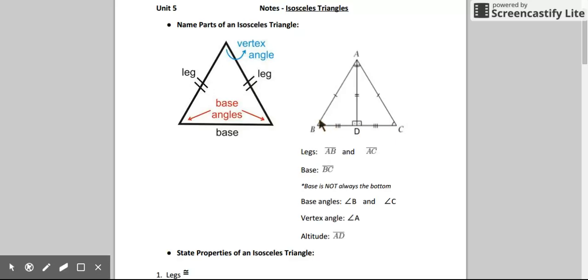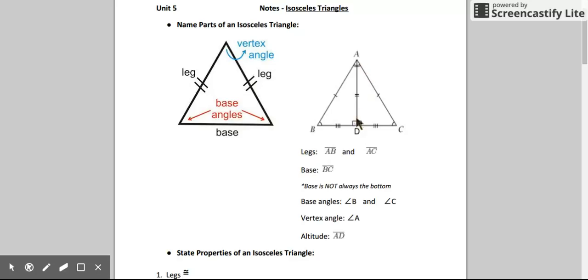Attached to the base, the two congruent angles, are called the base angles, so angle B and angle C. They're also always across from, or opposite, the legs. So if two angles are congruent, the side lengths across from them must also be the same length. So base angles are always across from the legs. The vertex angle is always the non-congruent angle. So angle A up there is the vertex angle.